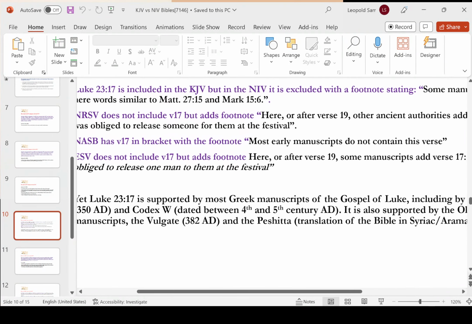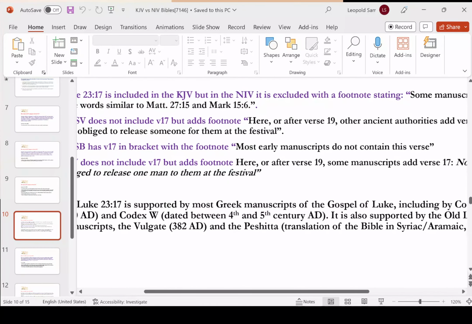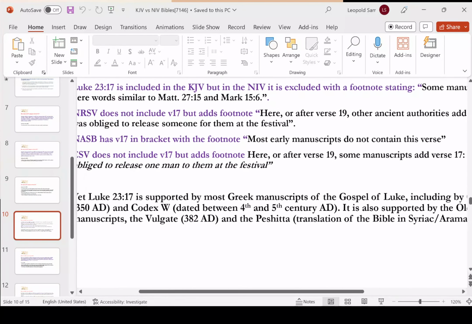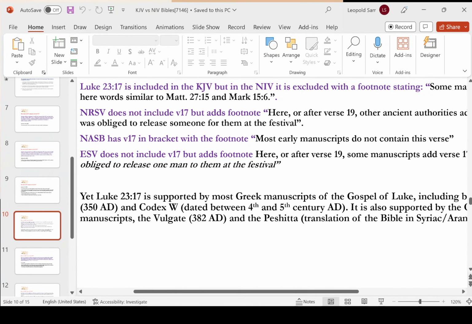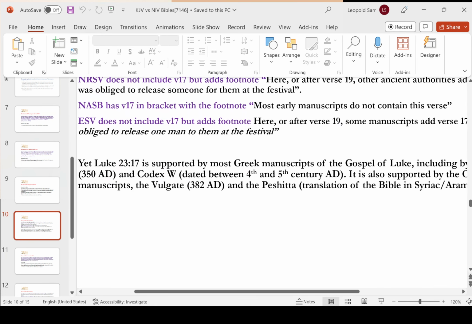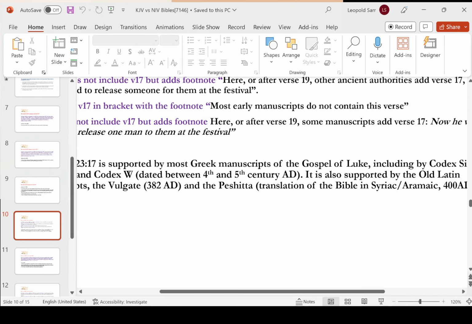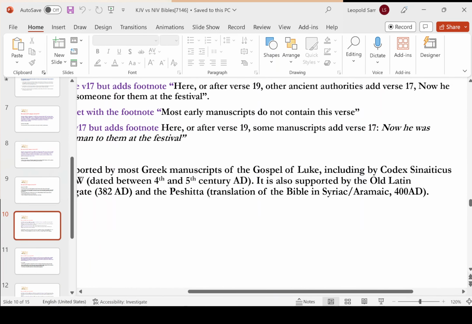And the ESV, the same thing. You see here, or after verse 19, they're saying the same thing as the New Revised Standard Version. Some manuscripts add verse 17, now he was obliged. So they say about the same thing as the New Revised, which suggests that they're using similar sources. So you can see here, Luke 23:17 is supported by most Greek manuscripts of the Gospel of Luke. Now, these manuscripts may be of later date, but the majority of extant Greek manuscripts support it. So that's the first point.